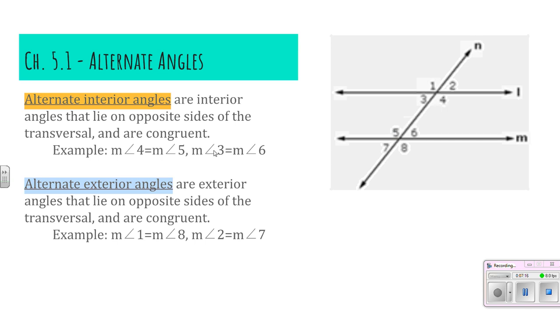Okay, let's look at angle 3. So angle 3 is here. So while it's an interior angle, we need to go opposite, opposite. So 3 and 6, they're opposite in every way. They're still inside, but they're across this and down here.